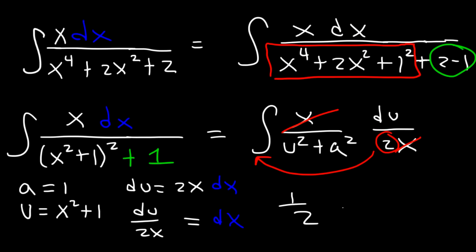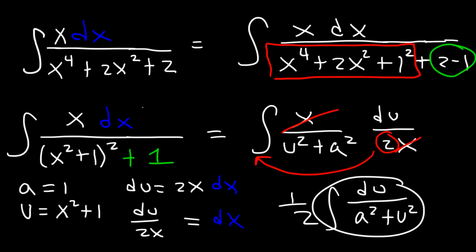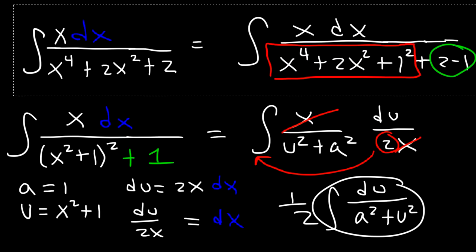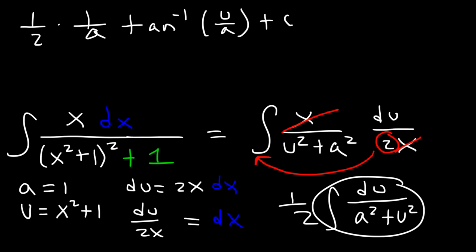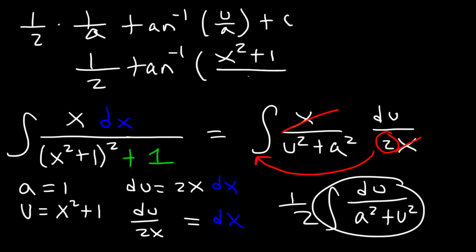So what we have is 1/2 antiderivative du over a squared plus u squared, which we know is equal to arctan. So that's 1/2 times 1 over a arctan u over a plus c. So a is 1, so this is just going to be 2 times 1 is just 2. And then arctan u is x squared plus 1. So this is the final answer.